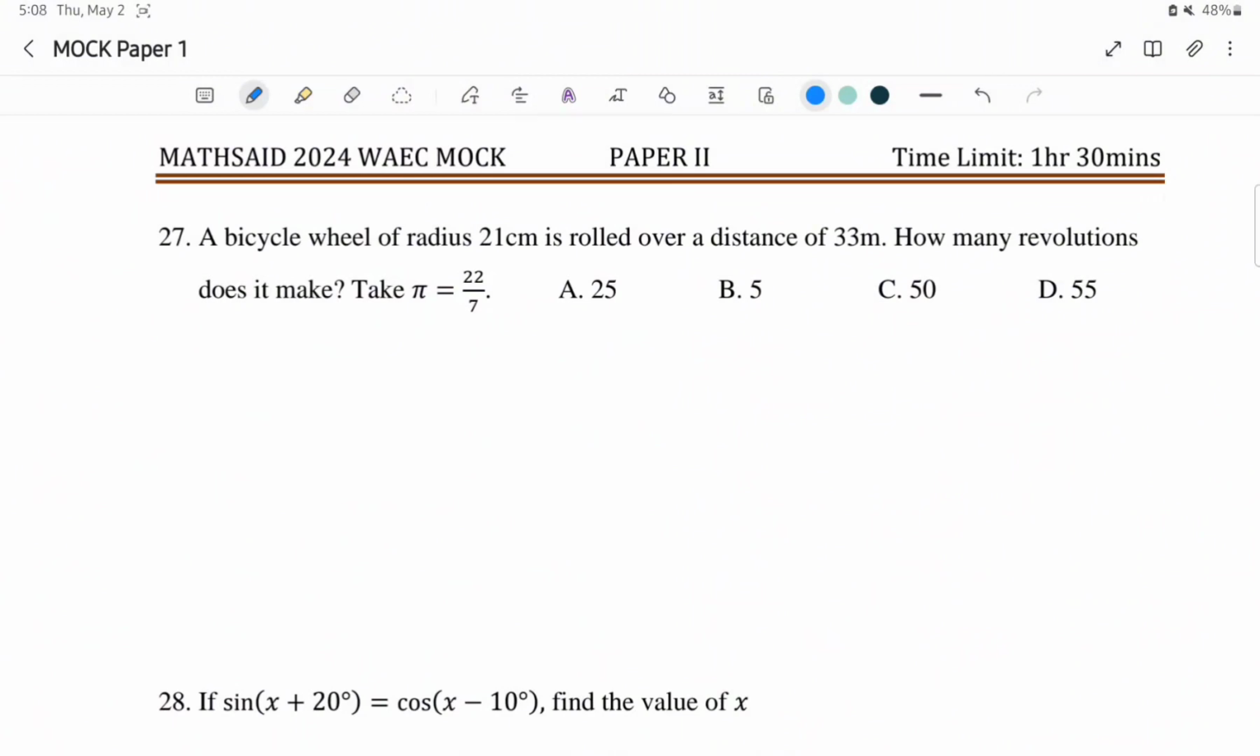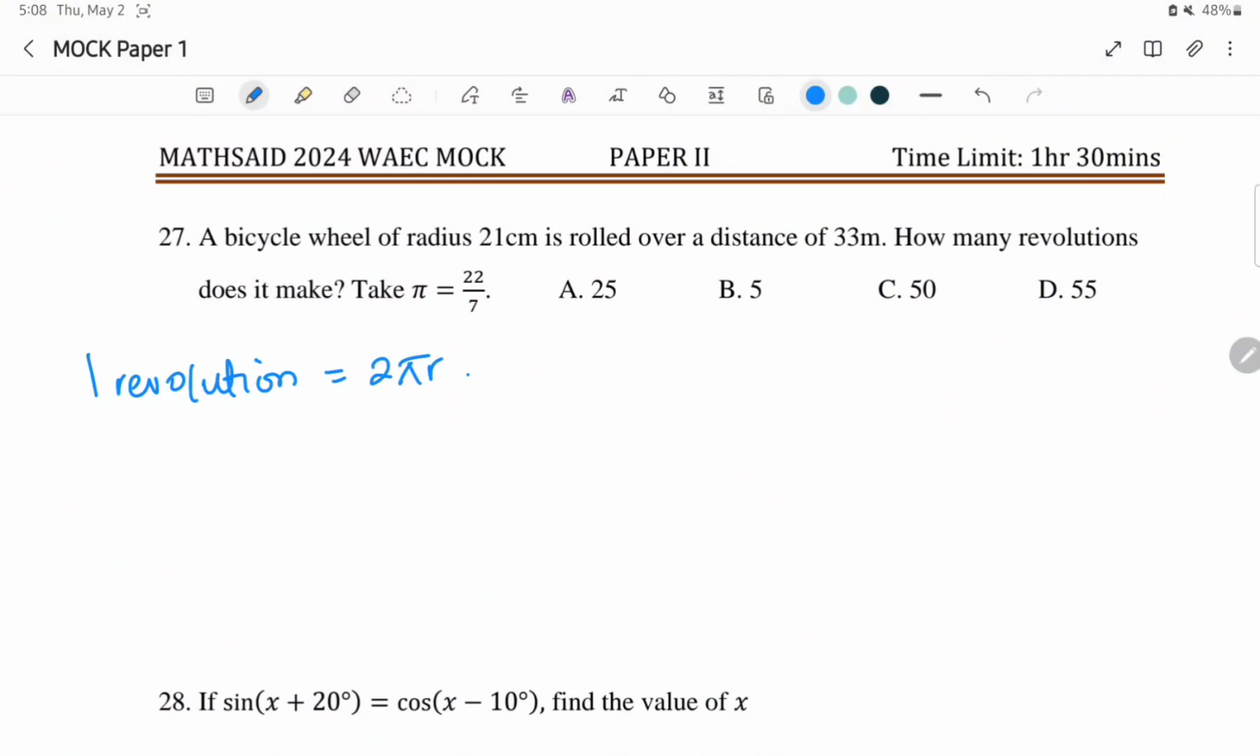In this question, we are told a bicycle wheel of radius 21 cm is rolled over a distance of 33 meters. How many revolutions does it make? Well, for any circular object or circular wheel, one revolution is equivalent to the circumference of a circle. So, one revolution is equal to 2 pi r.